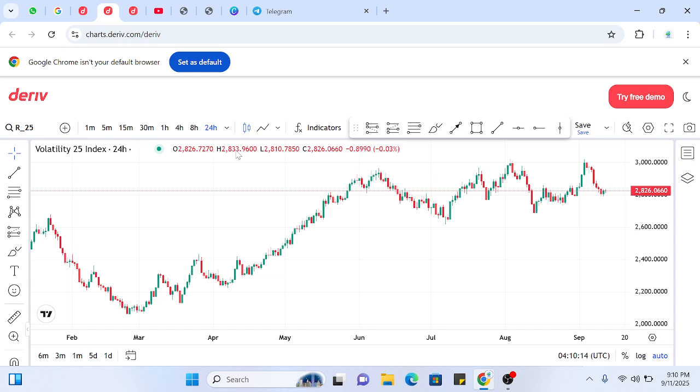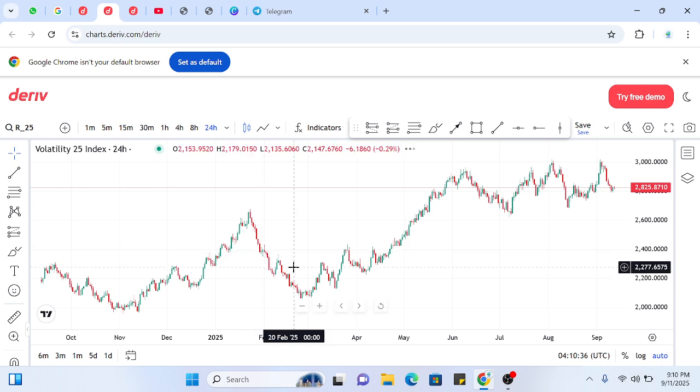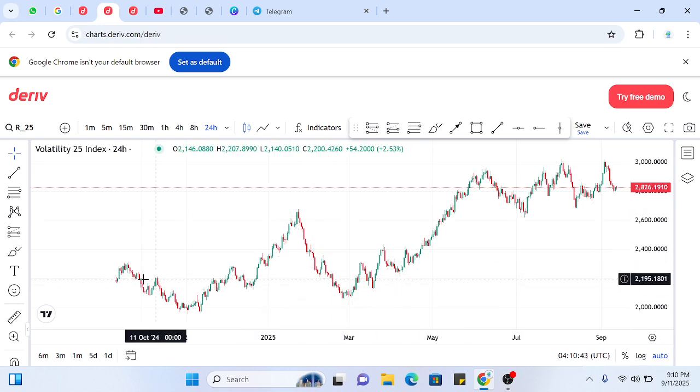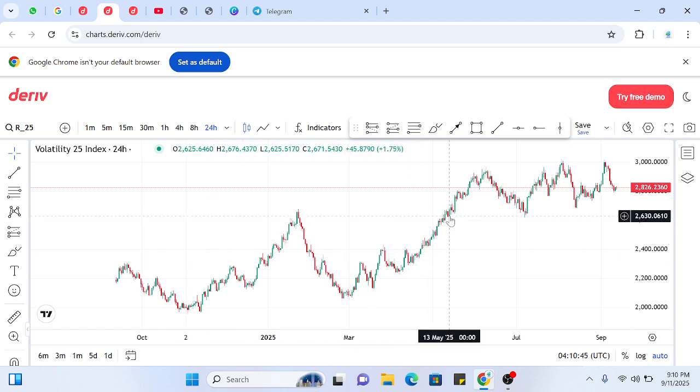Now we are basically going to be looking at the different market pairs, which are the volatility 10, the volatility 25, and the volatility 50. So I'm just going to be dropping my breakdown on these different pairs so we can see what to expect on them. So currently, looking at the volatility 25 chart, we can see that we are on an uptrend.